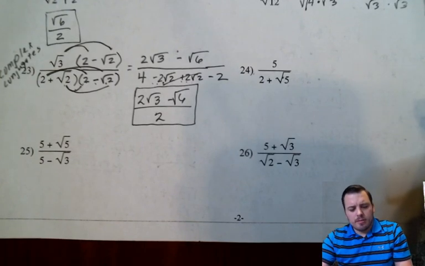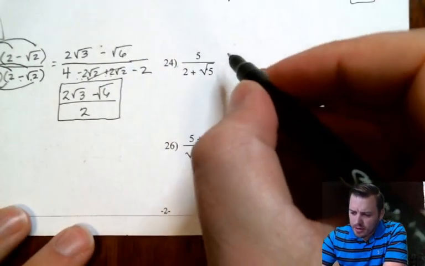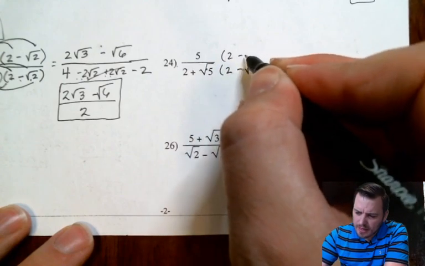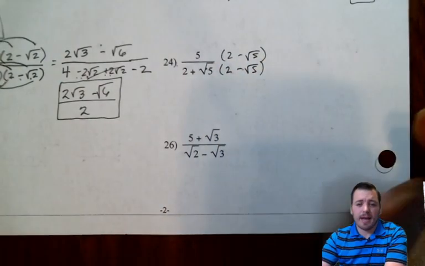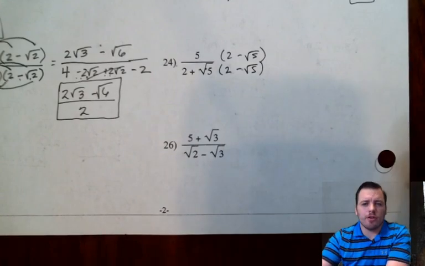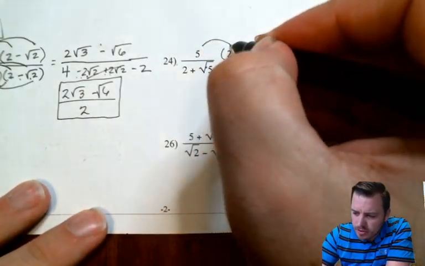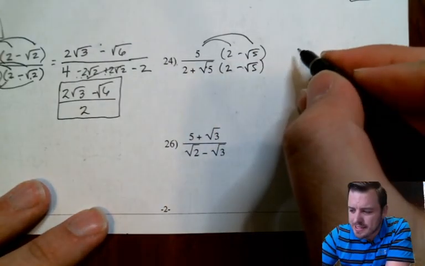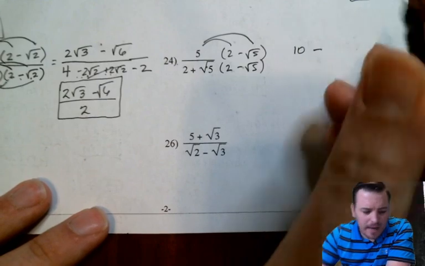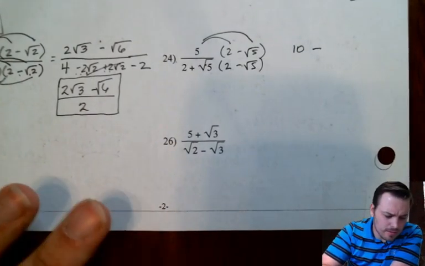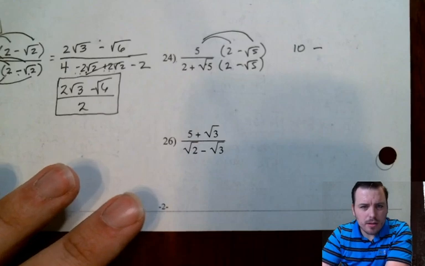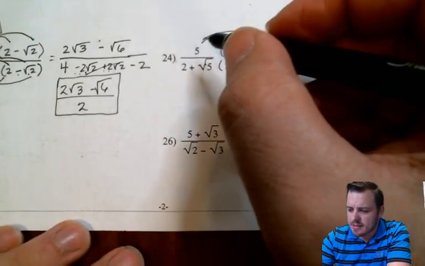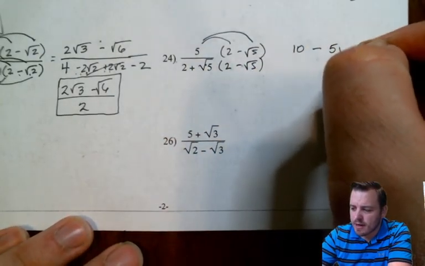All right, so moving right along, jumping over here, I need to multiply this side by 2 minus radical 5 and 2 minus radical 5. Now, let's take care of the numerator first. So distribute, and that will take us to 5 times 2 is 10 minus 5 times 2 is 10, and then minus 5 times radical 5 would be 5 radical 5.